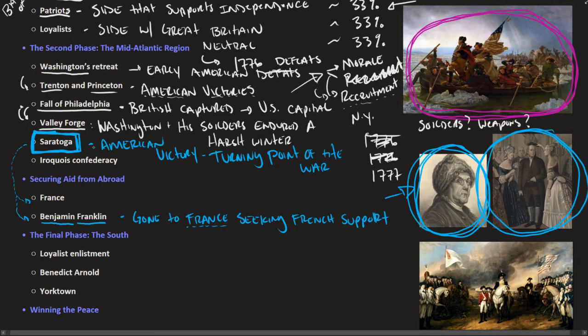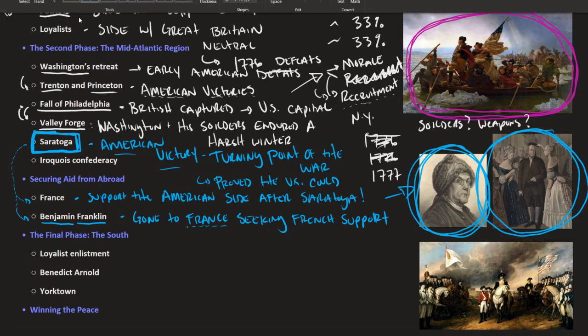Battle of Saratoga. When the Americans won at Saratoga, it proved that the U.S. could win. That was evidence. Franklin could say, look, we won this battle here. British forces were defeated. We can actually win this war. And so France came in to support the American side after Saratoga. Right, again, and that's why that battle is so significant.